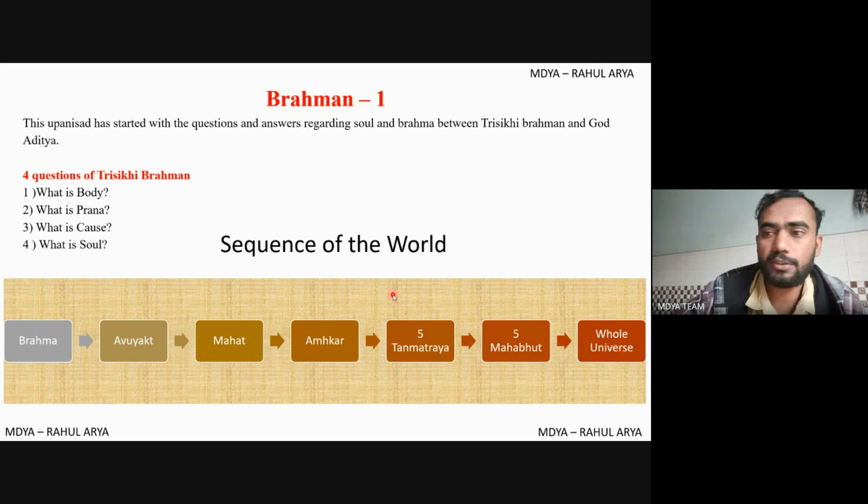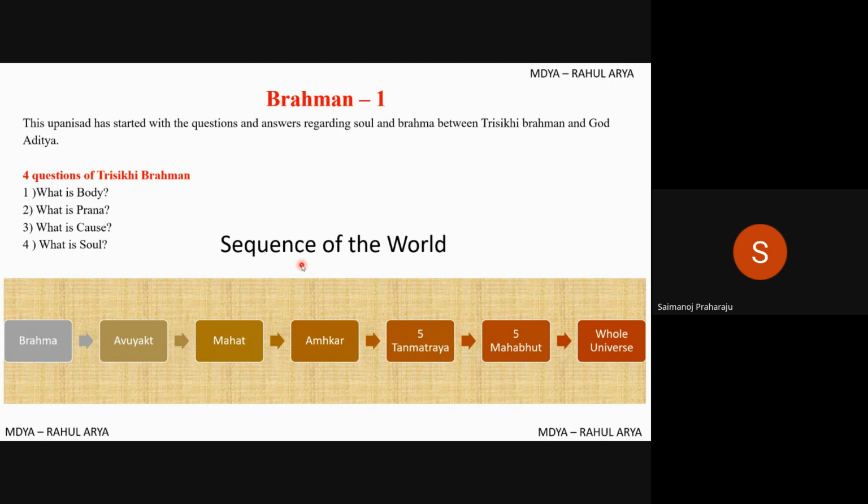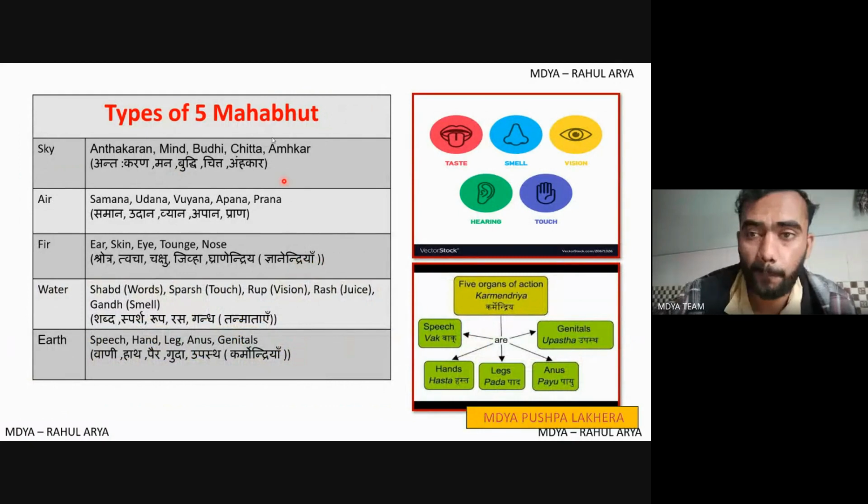Yes, Manojji, can you conclude this slide? The first slide speaks about a very important thing in this Upanishad: it has started with the questions and answers regarding the soul and Brahman between Trishiki Brahman and God Aditya. The four questions are what is body, what is prana, what is cause, and what is soul. And then he comes up with the sequence of the creation of the world. From the Brahma comes the Avyakta Prakriti, then the Mahat, from Mahat arises the Ahankar, from Ahankar the Panchatanmatras, from Panchatanmatras the Panchamahabhuta, and then the whole universe is created. Nice. Yes, it is a very, very important slide.